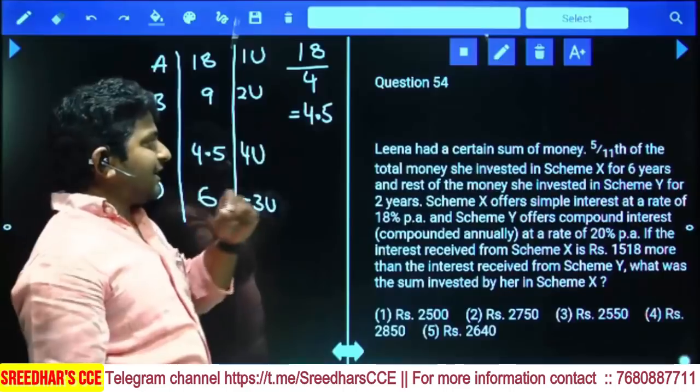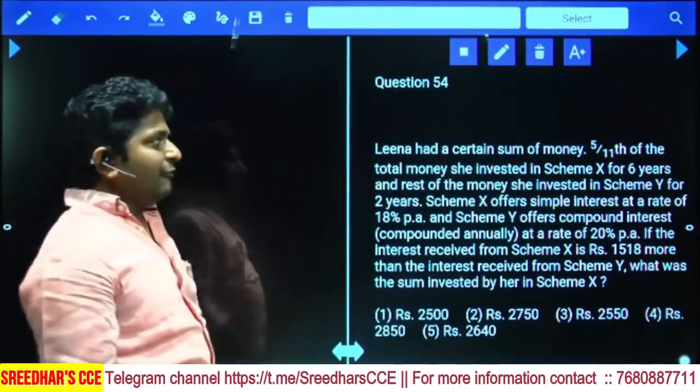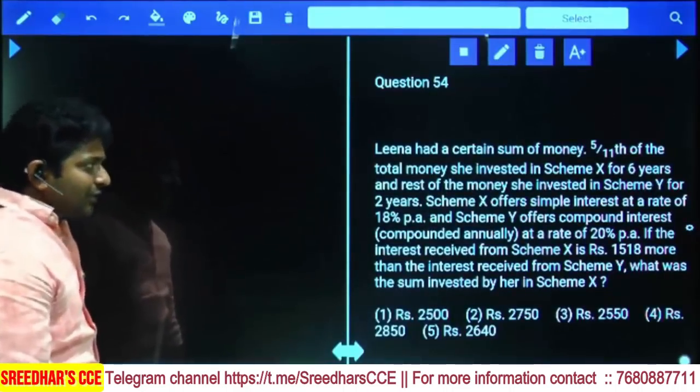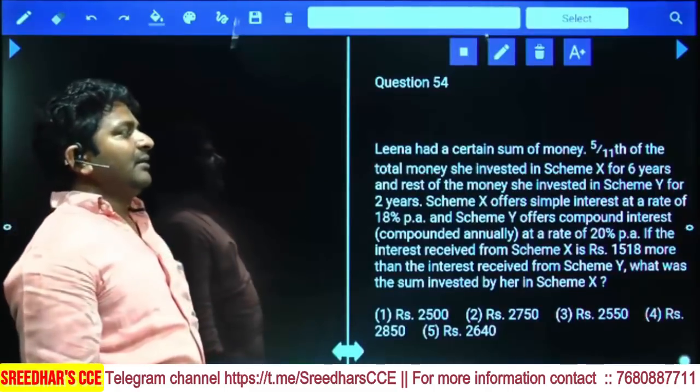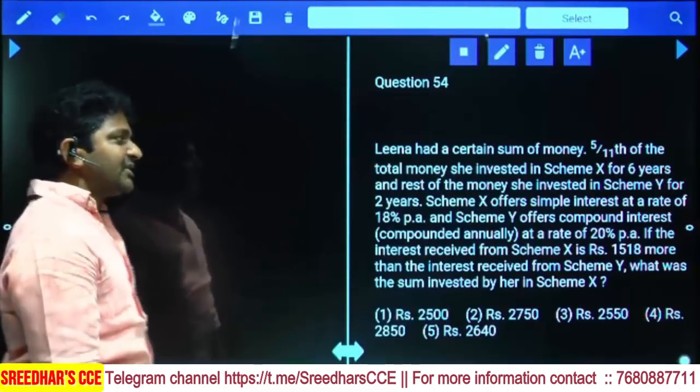Lena had a certain sum of money. 5/11 of the total money she invested in scheme X for 6 years and the rest she invested in scheme Y for 2 years.